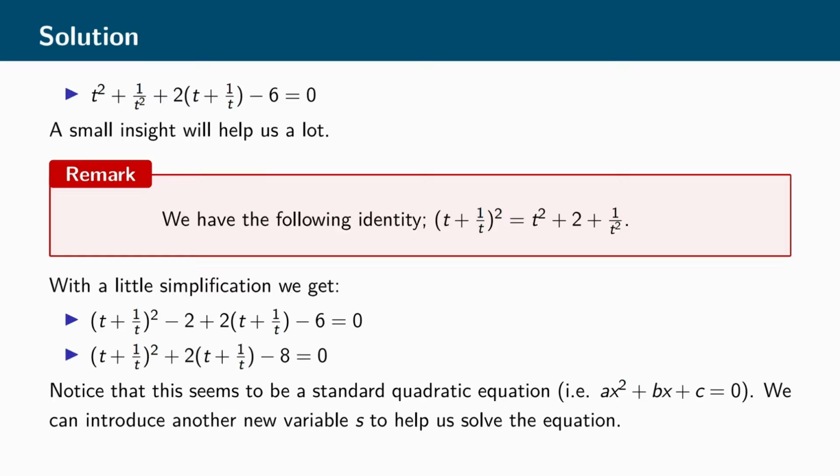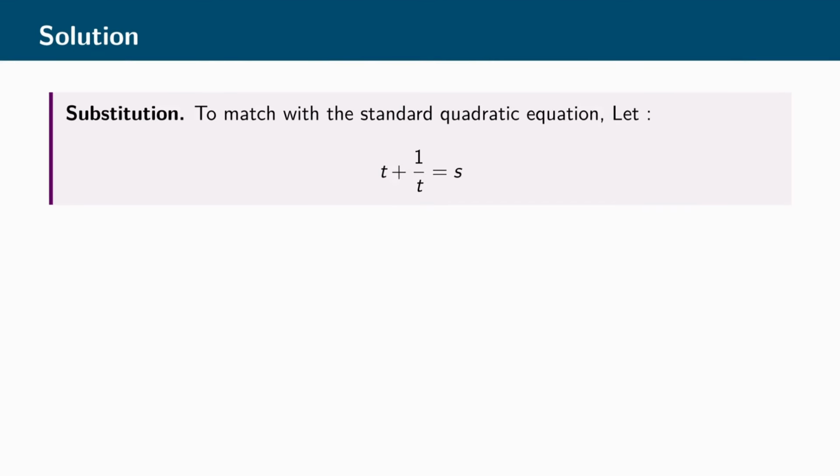Notice that this seems to be a standard quadratic equation, that is ax square plus bx plus c equals 0, but just not in the variable x. This seems to be a quadratic equation in the variable t plus 1 over t. We can introduce another new variable s to help us solve the equation. Now we make another substitution to match with the standard quadratic equation, that t plus 1 by t equals s.